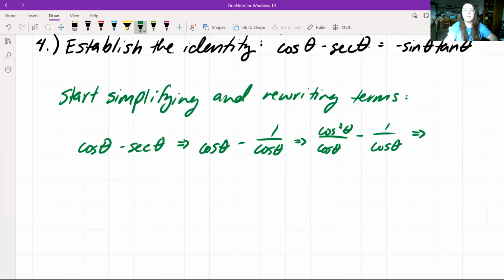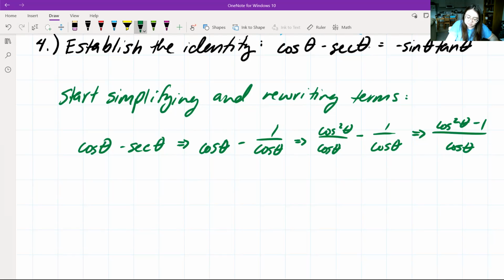And now we can rewrite this so we just have one term instead of two terms, and this gives us cosine squared of theta minus 1, divided by cosine of theta. So this is what we're left with. All we've done here is we simplified, we rewrote our terms, and then we combined them.